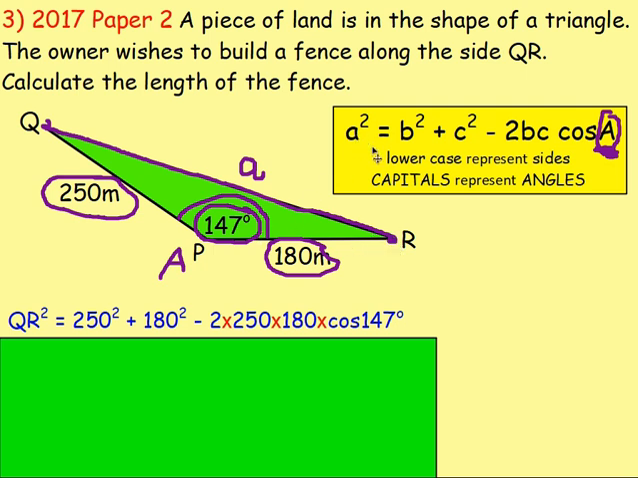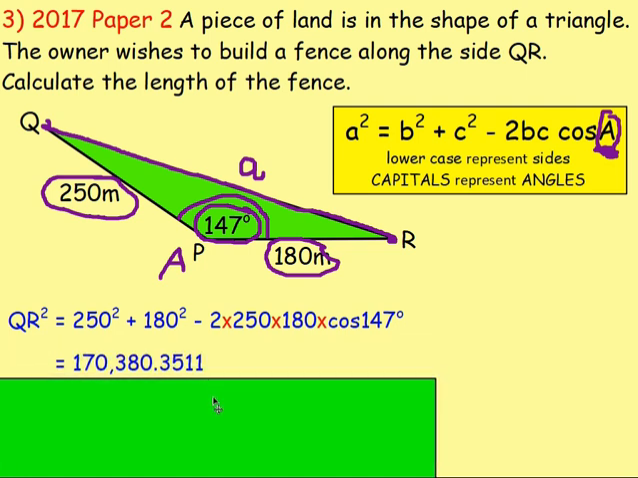So QR squared equals B squared plus C squared as the other 2 sides, so 250 squared plus the 180 squared. Take away 2 times 250 times 180 times cos of our angle, cos of the 147. If you put that into your calculator, you end up with 170,380.3511. But the length of that fence isn't going to be 170,000.